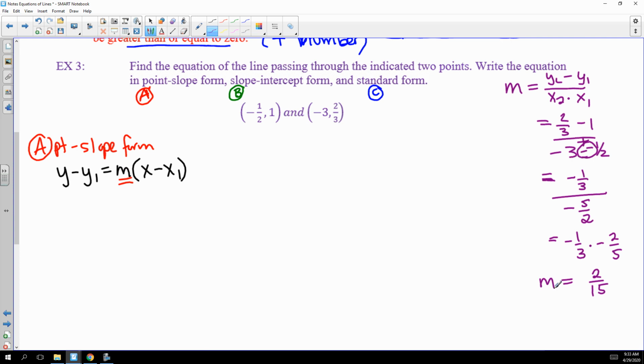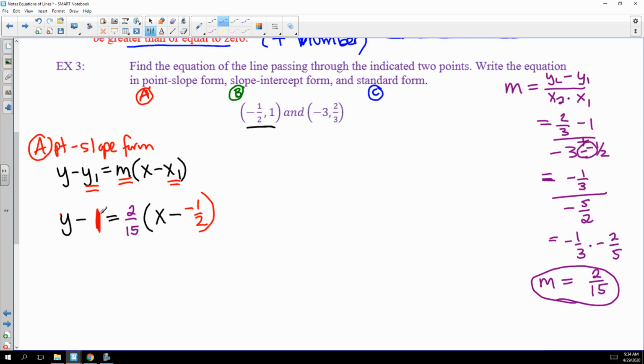When you plug in one of the points to point slope form, you're going to substitute in x1 and y1. It really shouldn't matter which ordered pair you use. It should be the exact same result regardless. But we also now have a slope that we can use. So here we go. I'm going to use the very first ordered pair that's shown right here: y minus 1 equals, and the slope that we found is 2/15, times x minus, and we have a negative 1/2. And this was a 1 right here that we substituted in, right?